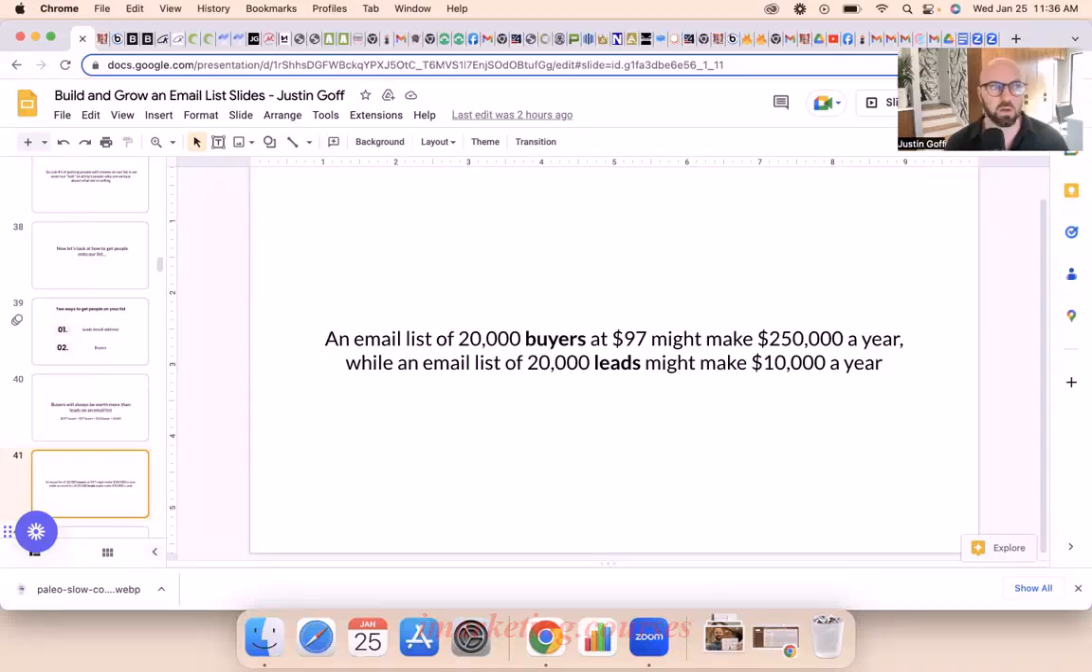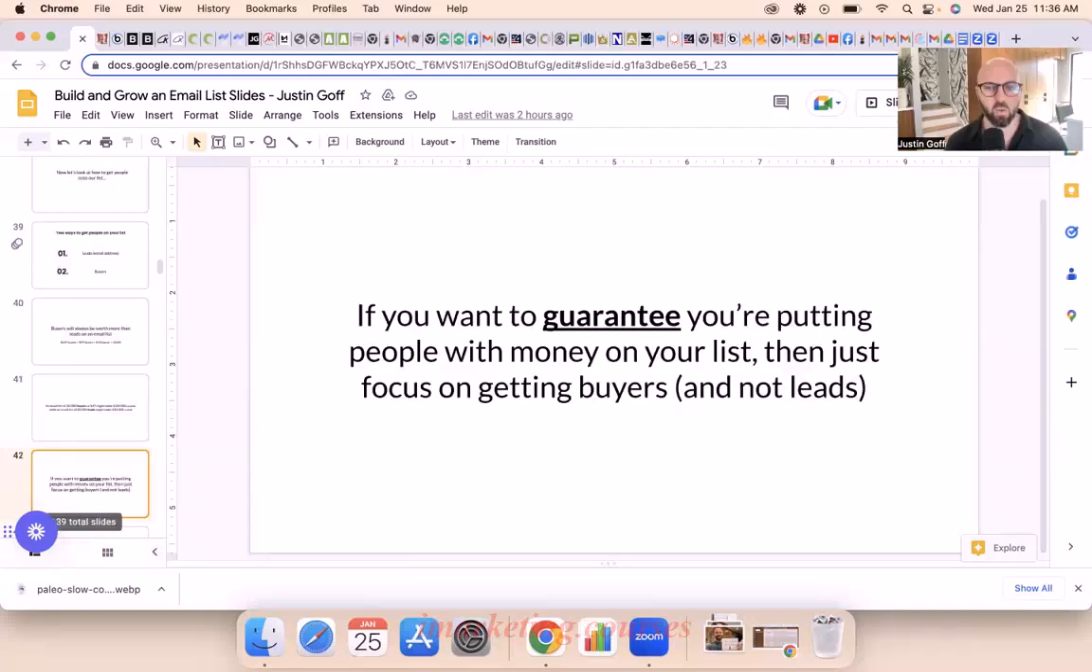So very different quality here between buyers and leads. One of my big recommendations, since a lot of the questions I got around this were like, I only want people with money on my list. Well, if you only want people with money on your list, then you're better off just skipping leads and focusing on getting buyers, because buyers, even if they spend 10 bucks, that's better than a lead in pretty much every case. So if you want to make sure you're getting people with money on your list, just skip looking for the leads and just focus on putting buyers on your list.